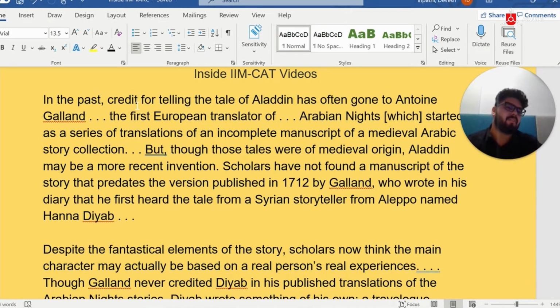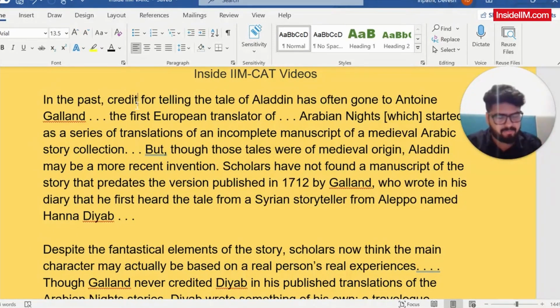And now you see it is followed by three dots. What these three dots signify is that some part of the sentence or paragraph has been left out intentionally, and the remaining part has been inserted over here. The first European translator of, and then again certain portions removed, Arabian Nights. So in the past, credit for telling the tale of Aladdin has often gone to Antonio Galland, who was the first European translator of Arabian Nights.